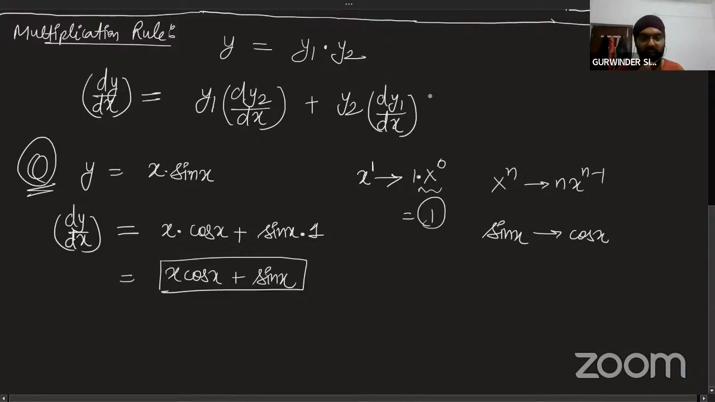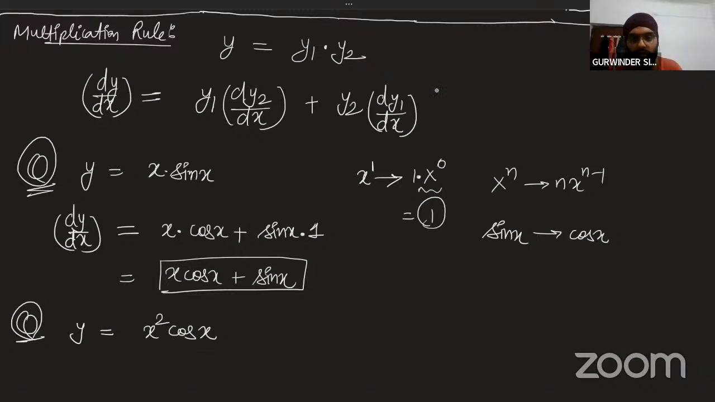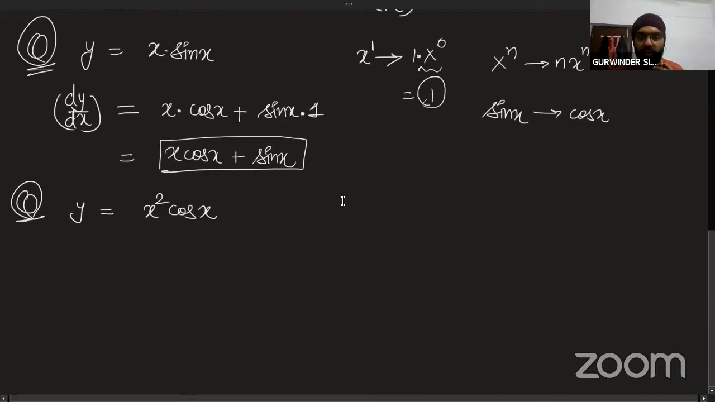Okay. Fine. Now we will do it for x square cos x. Tell me what will be the answer for x square cos x? Tell me, the answer for x square cos x.